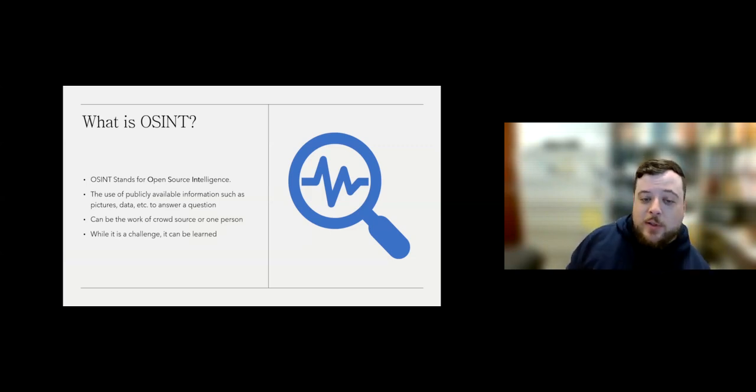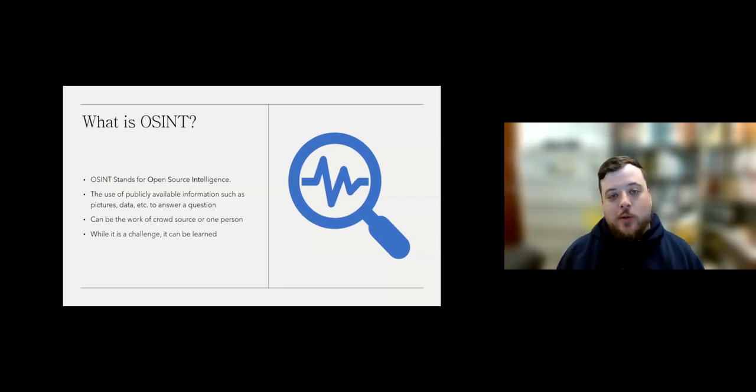You'll see open source intelligence commonly referred to as OSINT. That's just the shorthand nomenclature for it. Essentially, OSINT is the use of publicly available information to investigate things such as locations, people, stuff like that. It can be the work of one person or the work of a crowd. I've seen both. While it is challenging, it is something that can be learned. Really, at the end of the day, it just takes time and a bit of effort. So it's not impossible to do.